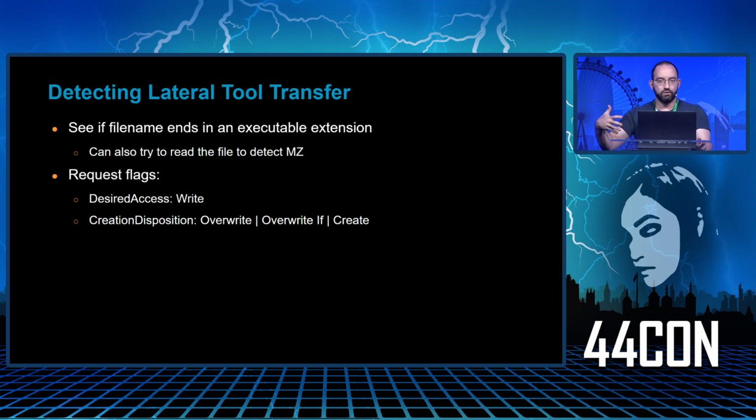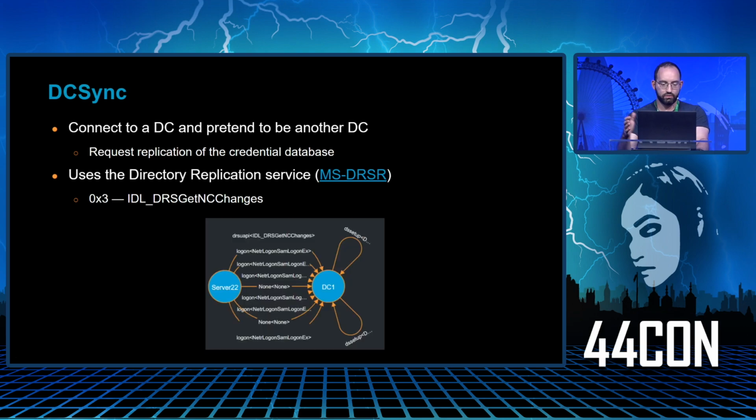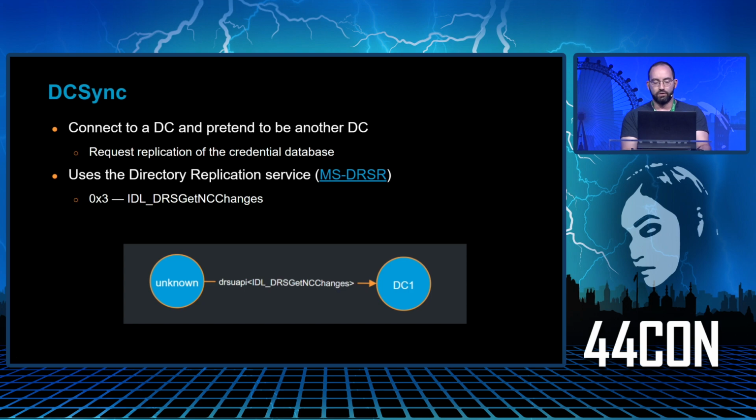And we can do the same kind of techniques to other attacks. So I mentioned at the start of the talk, DCSync. DCSync works by connecting to the domain controller and pretending to be another domain controller and request to replicate the credential database. We do so using the RPC interface of the directory replication service, MS-DRSR, and specifically a function called DRS get NC changes. Now, connections to the domain controller in any normal environment are numerous. They're all the time, nothing to be alerted about.